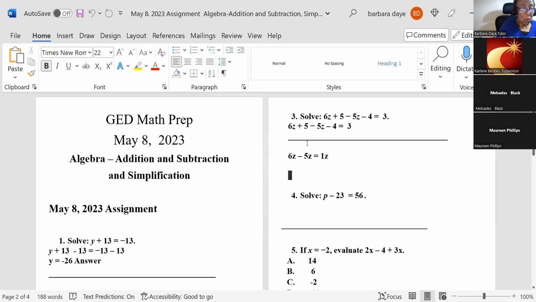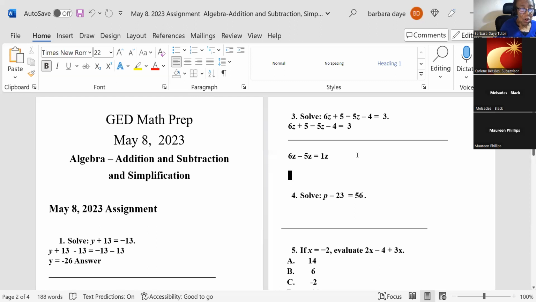Yes, okay. So we took these two like terms and combined them, a 6z and a minus 5z. And since the signs are different, we subtract. And the bigger number has a plus, so the 1z is a plus 1z, right? Okay, now that takes care of the terms that have a variable.